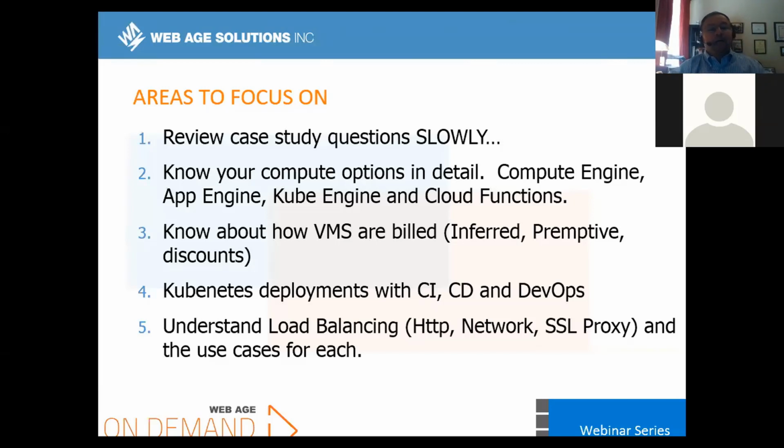Know compute options in detail: Compute Engine, App Engine, Kubernetes, and Cloud Functions. To be honest, it's mainly going to be App Engine. Like, why do you want to choose App Engine over Kubernetes? Or why do you want to use Compute Engine over App Engine? A lot of that depends on what you want to manage and what you don't want to manage. But also, do you need to deploy containers, or how you want to deploy containers?